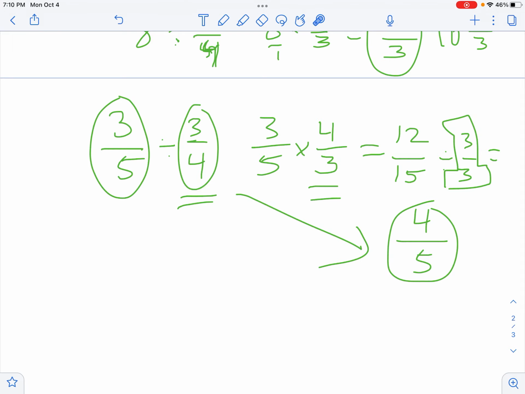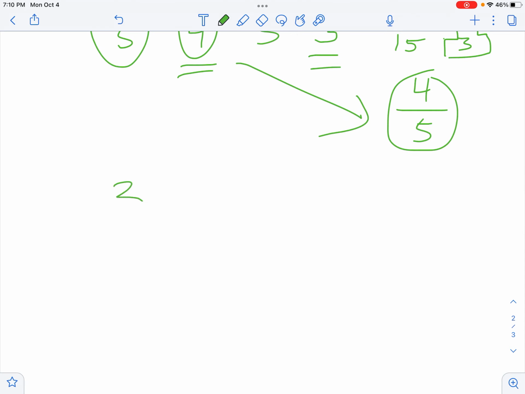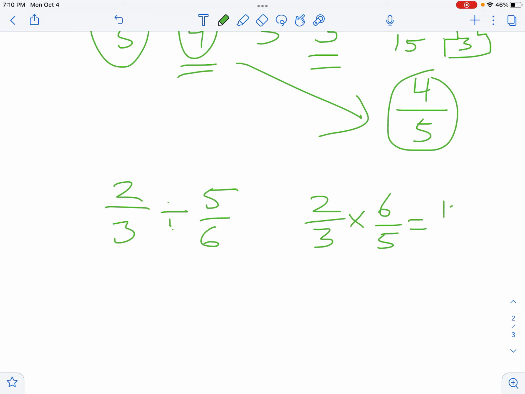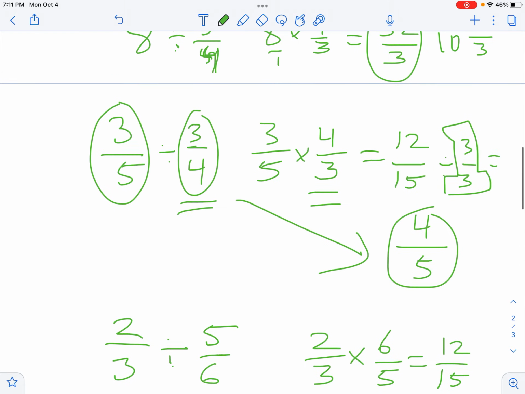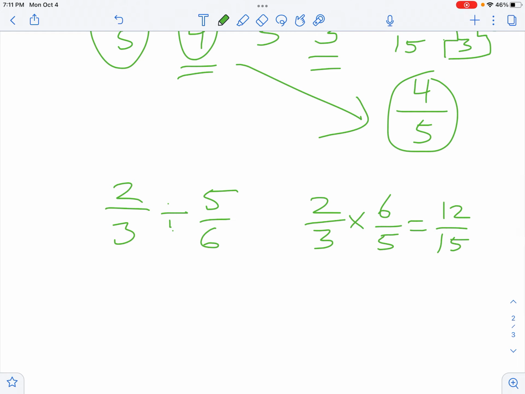So let's do another example. How about 2/3 divided by 5/6? So I'm starting with 2/3, so it stays the same. Instead of dividing by 5/6, I can change that to multiplying by 6 over 5, right? 5 over 6 becomes 6 over 5, and that becomes 12 over 15. Divide both sides by 3, I get 4/5 again. Interesting that I got the same thing.